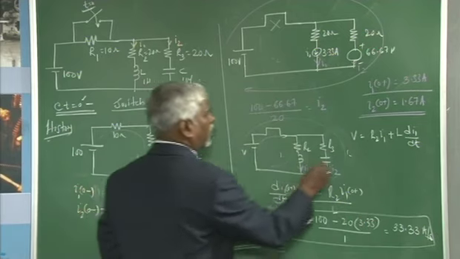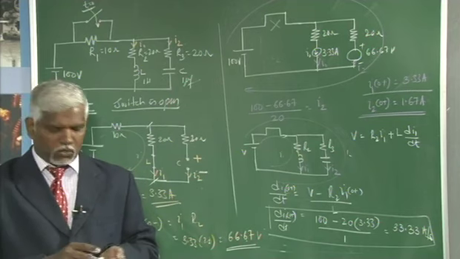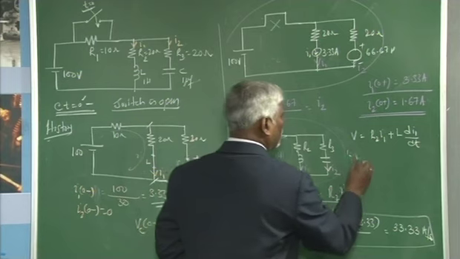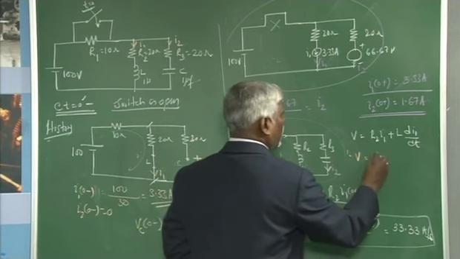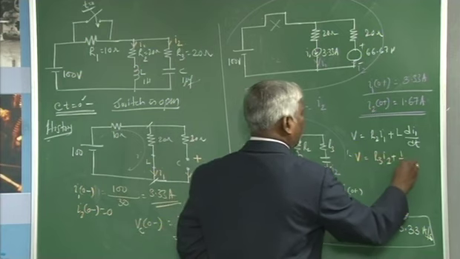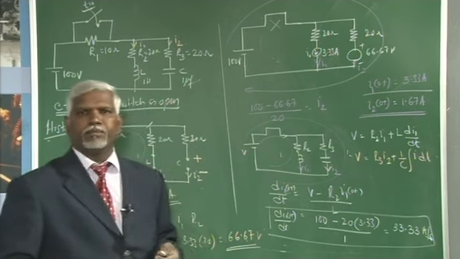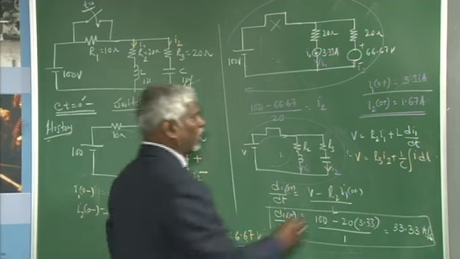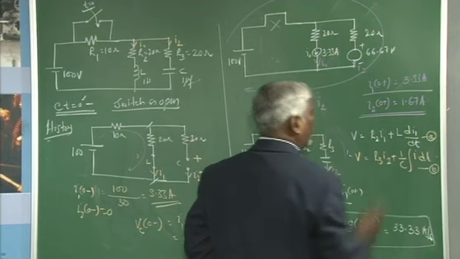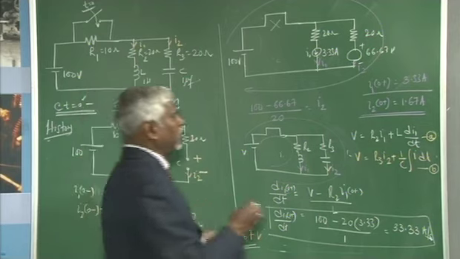I need to find dI2 by dt. So, you write a loop equation for the second loop, this is your I2. For loop 2, V is equal to R3 I2 plus 1 by C integral I dt. To get dI2 by dt, I need to differentiate this equation. So, I call these equations A and B. Differentiate equation B to get dI2 by dt.